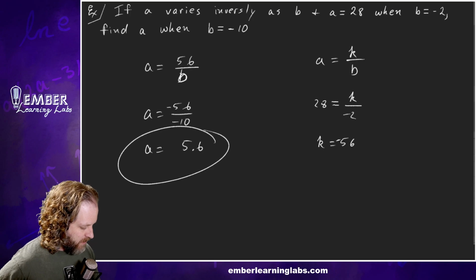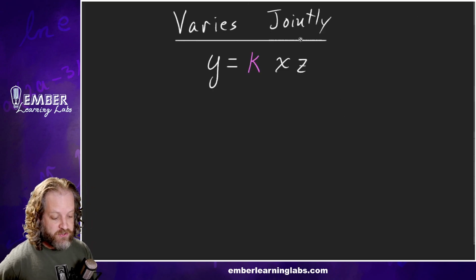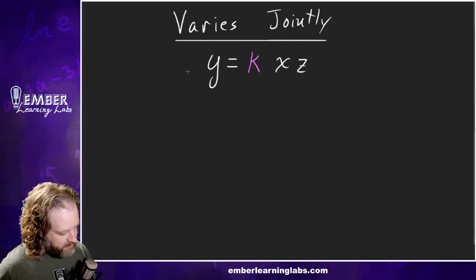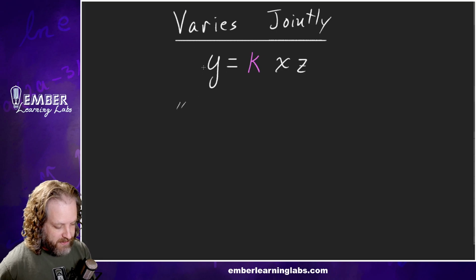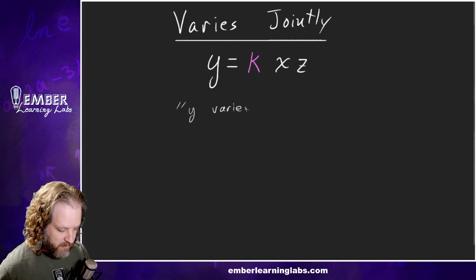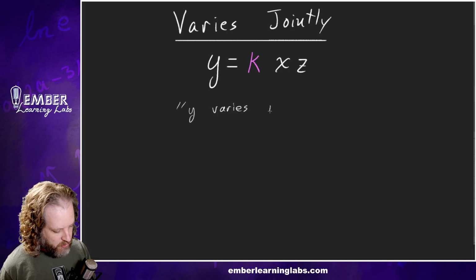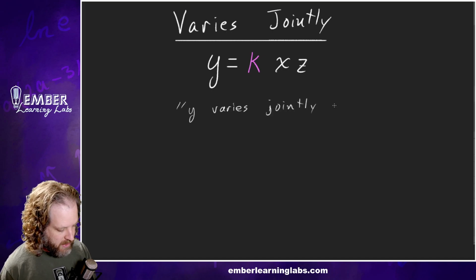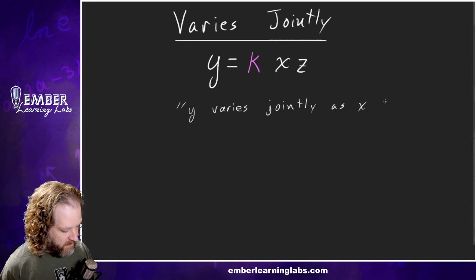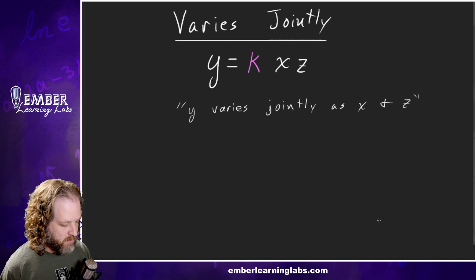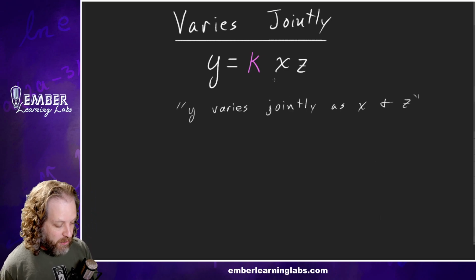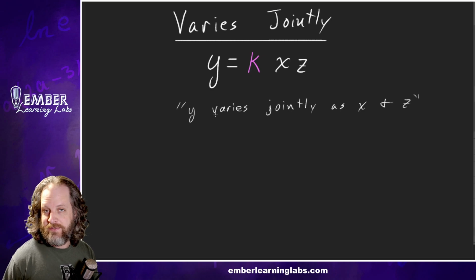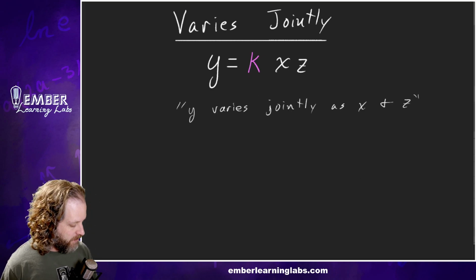Okay? Easy money, right? What about if it says varies jointly? So varies jointly means this would be y. Oops, I didn't write that in. Let's write it now. We would read this sentence as y varies jointly as x and z, or Z if you prefer. Okay, so it's just like a double direct variation, right? It varies directly as both of those things.